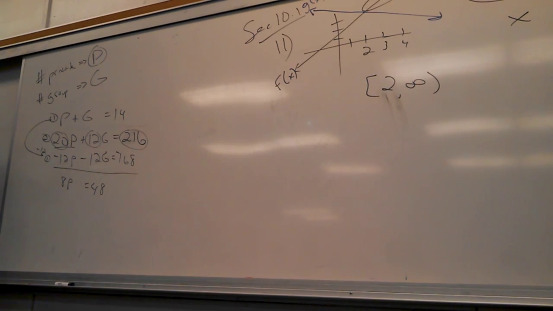Where'd you get the 12p from? Or the negative 12p? Multiply this by negative 12 so that these will kill each other. Oh, okay. Yeah, so multiply all these by negative 12 and then add them together. That's elimination. You could subtract p, solve for g, plug it in, you can substitute. I don't care either way.